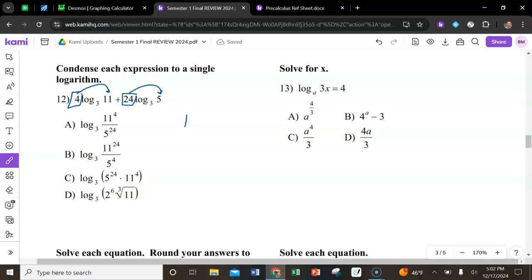On 12, log properties, numbers in front of logs come up as exponents. So I would expect to see an 11 to the 4th and a 5 to the 24th. If you are adding, that turns into multiplication inside the log. So the answer is C.